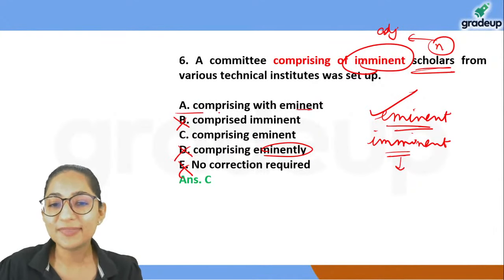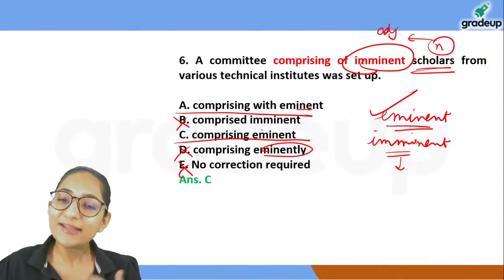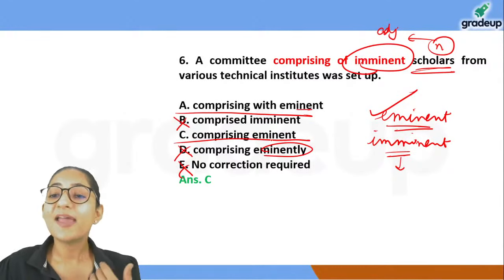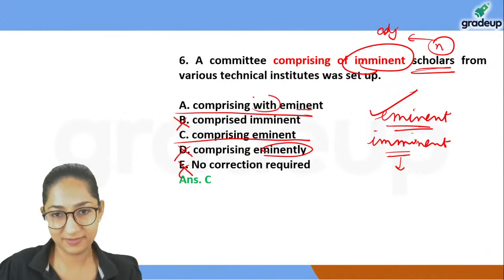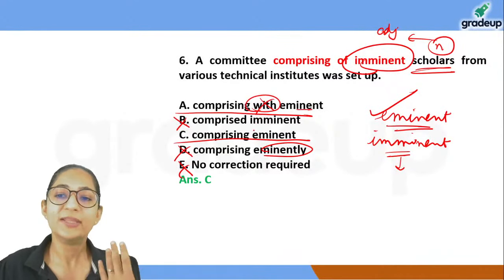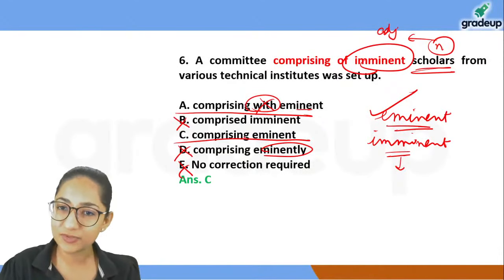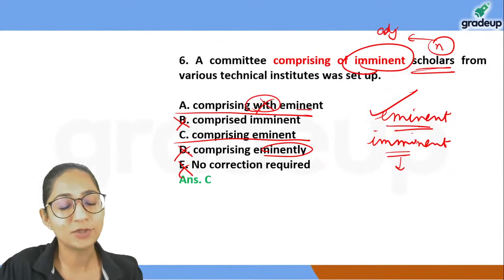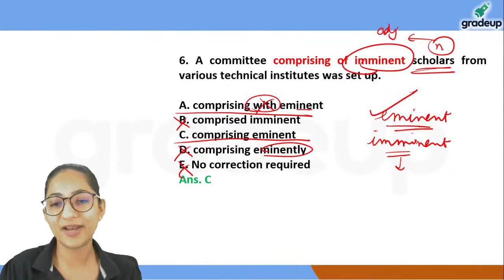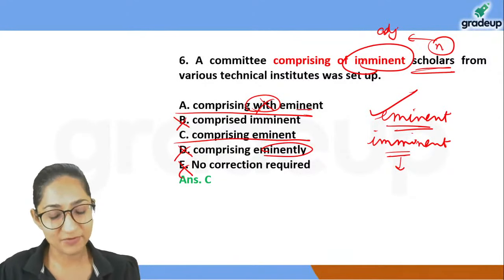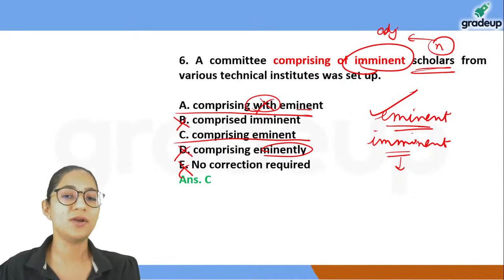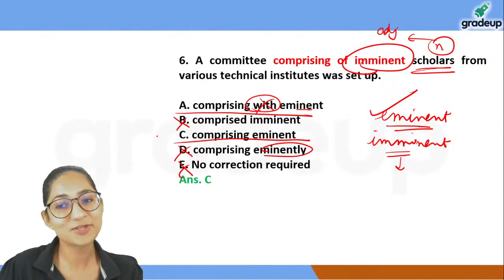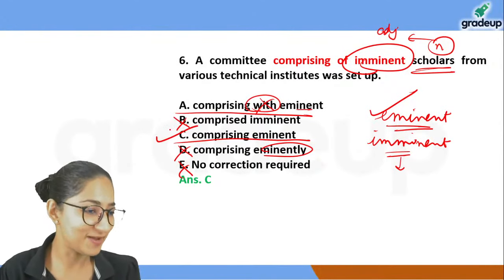Okay. So these two options we are left with. Now it's not a difficult choice. A committee comprising eminent scholars, not with. With is absolutely not used. These days, some people have started using comprising of, and some newspapers have started accepting it also, but strictly going by the rules of grammar, it will not take any preposition. Comprising eminent scholars. A committee comprising eminent scholars from various technical institutes was set up. Option C becomes the answer.